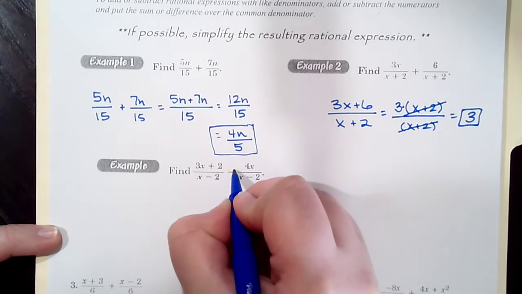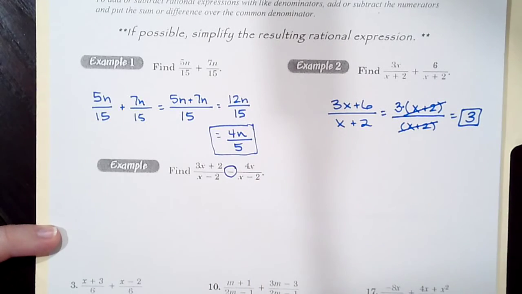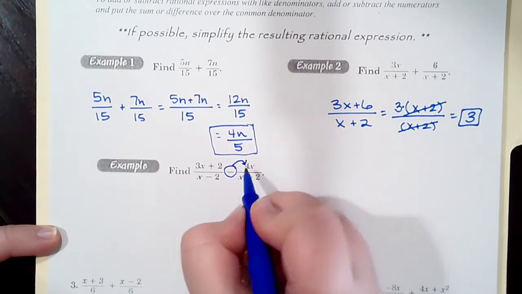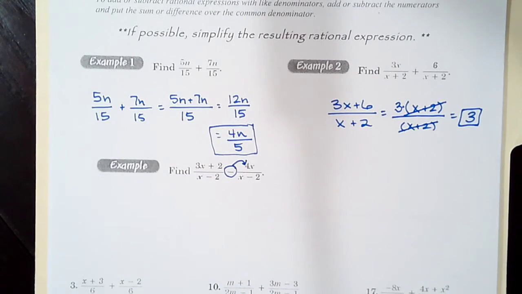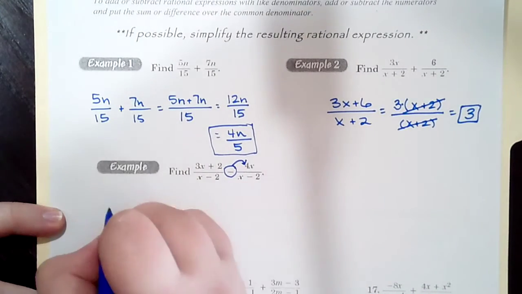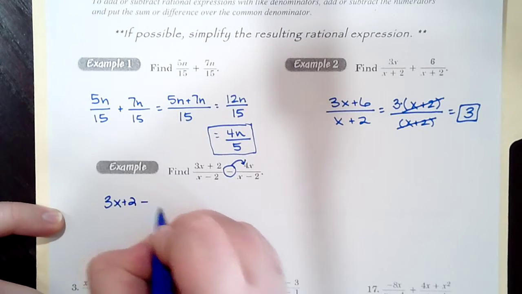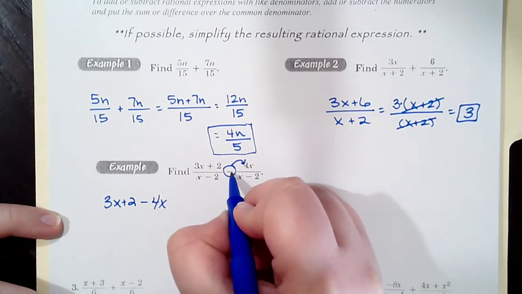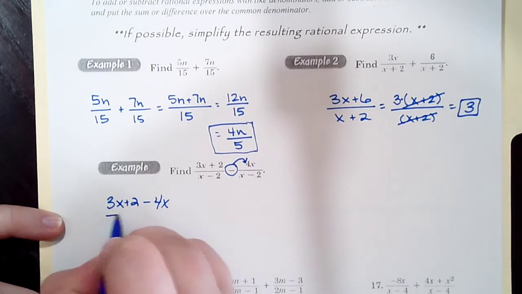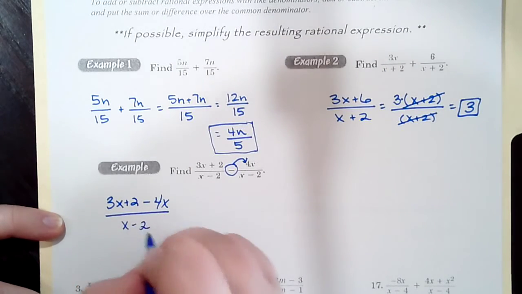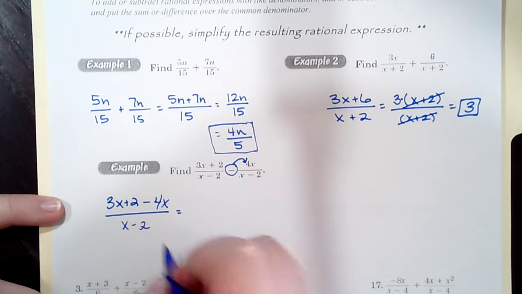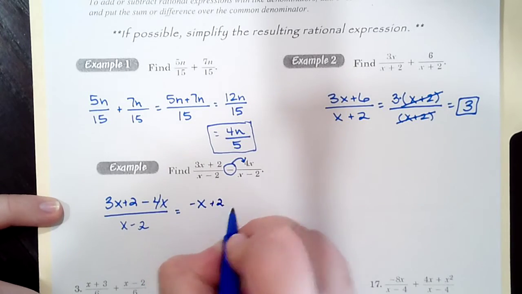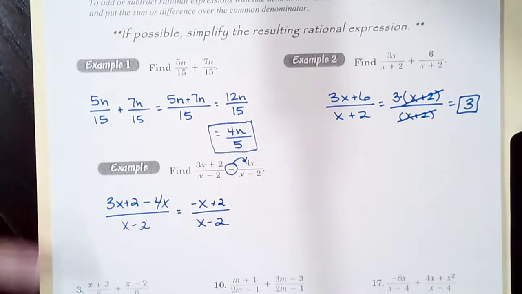However, I have to pay attention to this subtraction sign. This subtraction sign is going to go to all the terms on the top. I'm subtracting the entire thing from the entire first piece. So in this case, I am going to rewrite that top: 3x plus 2 minus 4x. If I had a second term here, I would also have to distribute that minus into the second term. In this case, I don't have to, though. Over x minus 2. Let's just simplify that. 3x minus 4x is negative x plus 2 over x minus 2.